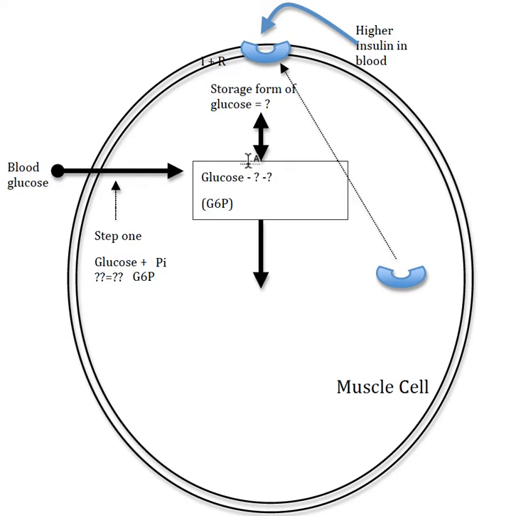If this is recovery from exercise, glucose 6-phosphate will go up the arrow, at least the way I've drawn it, and it will be stored in the muscle cell as glycogen. So you know that the storage form of glucose is glycogen. Or if we need energy, and if we need energy right away, this glucose 6-phosphate will be broken down in the process of glycolysis.